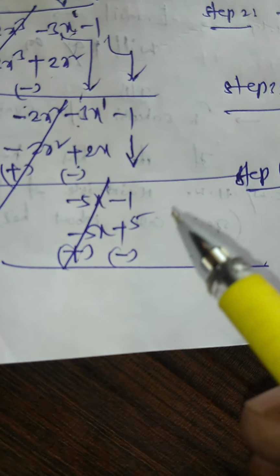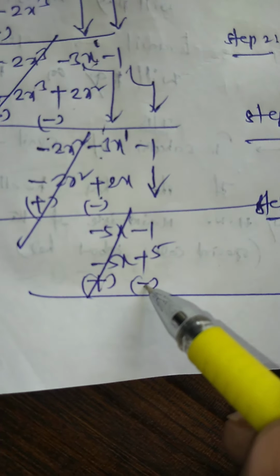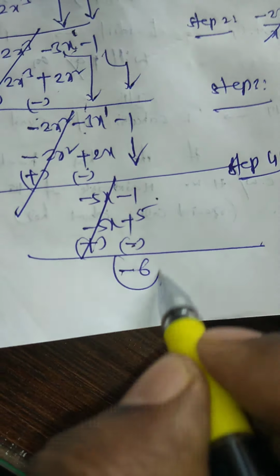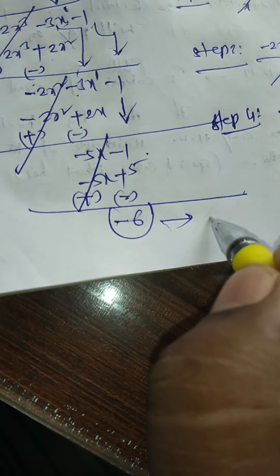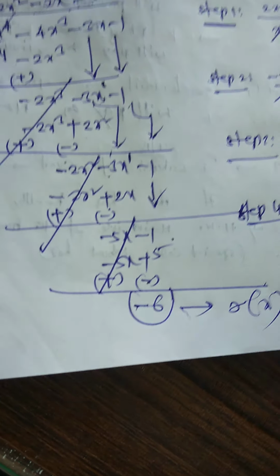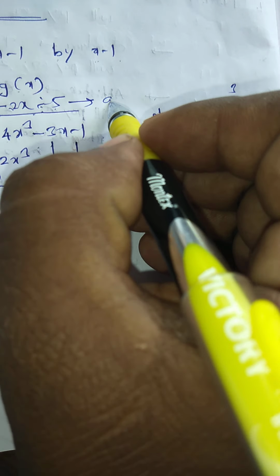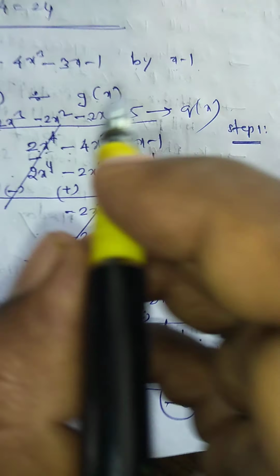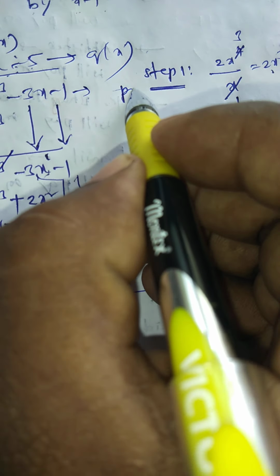Now let us check the symbols here. Minus 5 minus 1, both are minus symbols, so we can add. We got minus 6. This is the remainder R of x. This is the quotient Q of x. This is the given g of x. This is the dividend P of x.